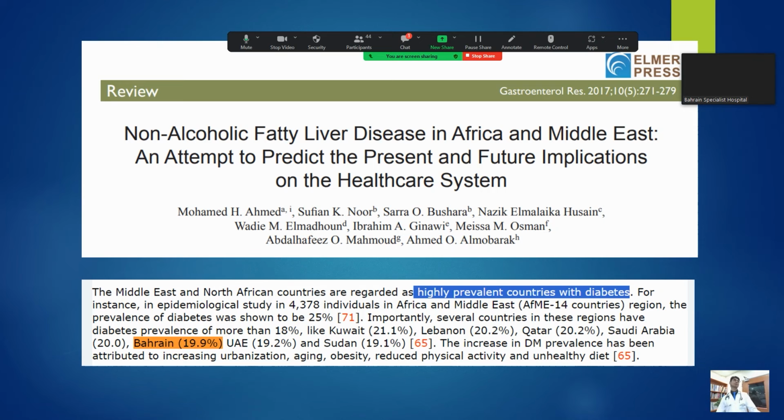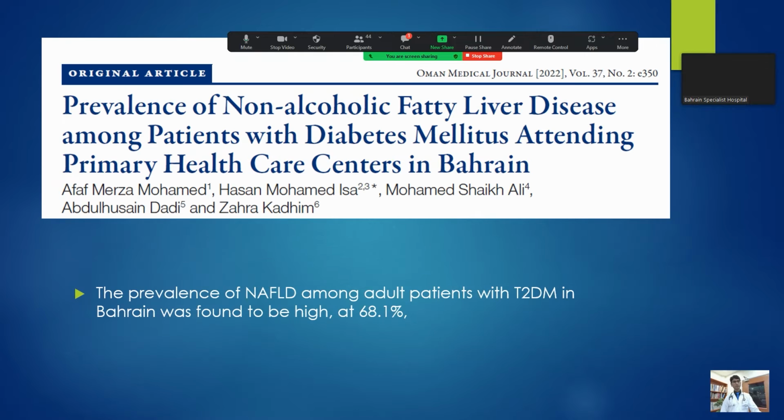There's another study which mentions the prevalence of type 2 diabetes mellitus in Bahrain, which is almost 19.9%. There's one more study I found from Bahrain, which showed NAFLD is present in diabetes mellitus patients in almost about 68% of the people. Quite high. Worldwide, we count it as around 55%, but in Bahrain, it's roughly 68%.